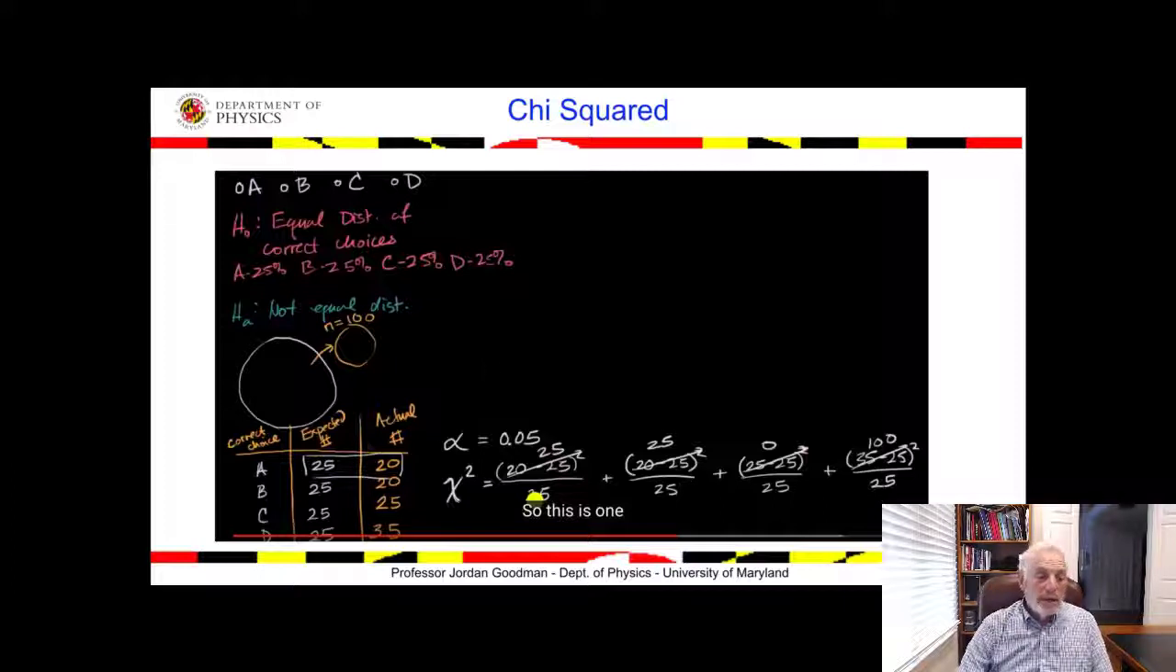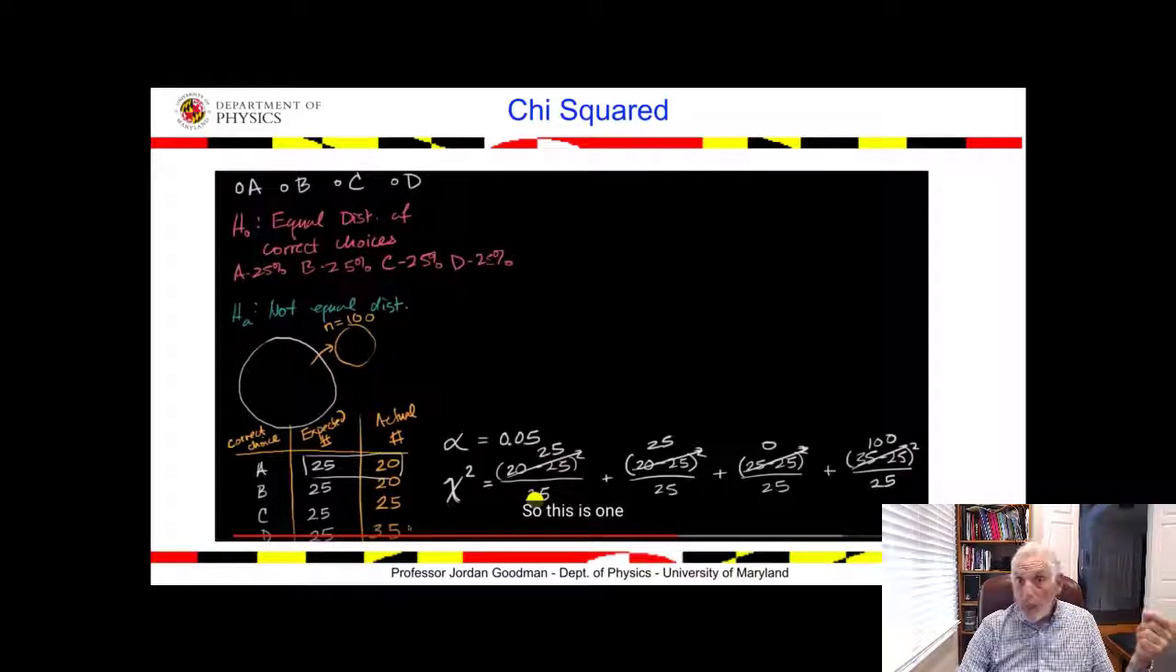But the one thing they did is they did this test where they just did a thought experiment where they did 100 trials, and they measured the number of times they got A, which in this case they said was 20, and they expected 25. B, again, they expected 25 and got 20. C, they got 25, and D, they got 35.